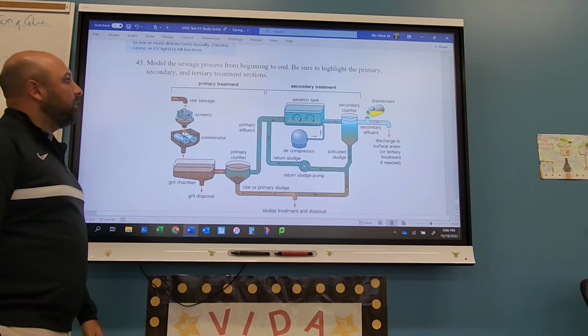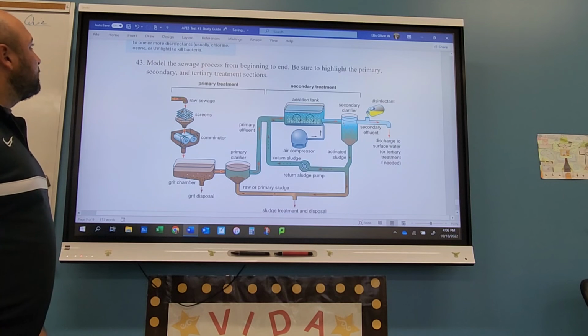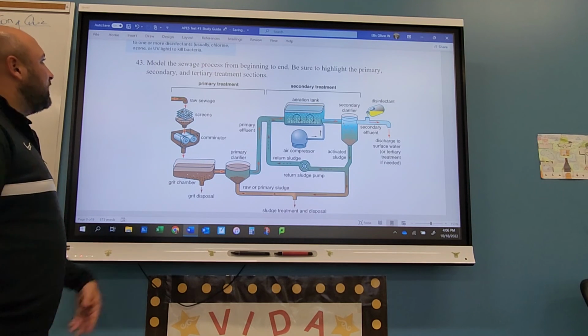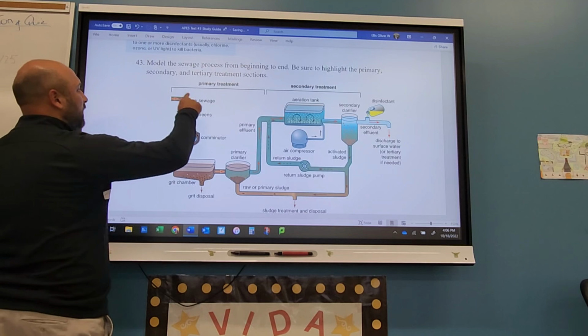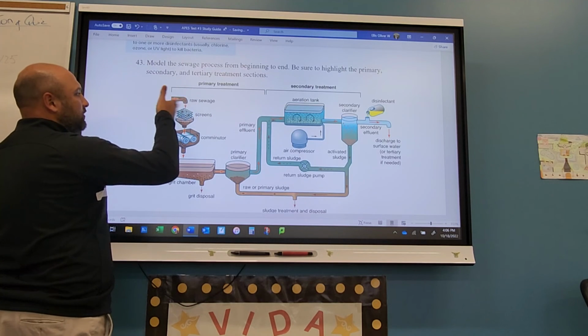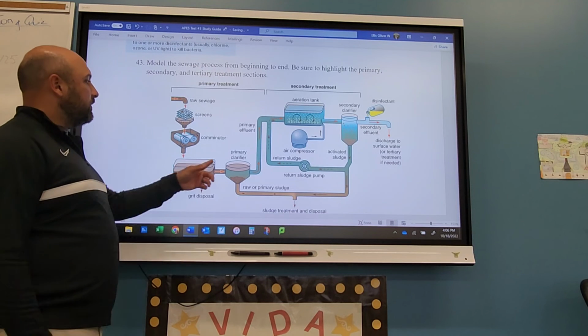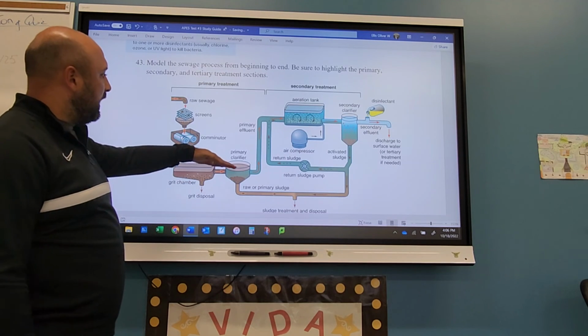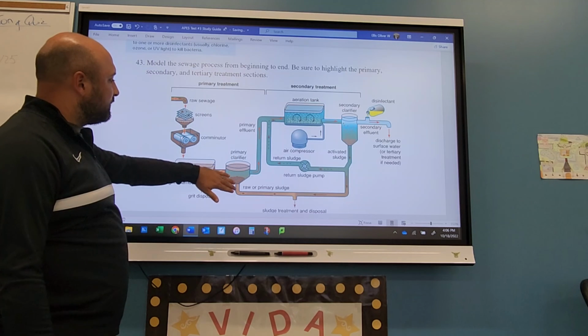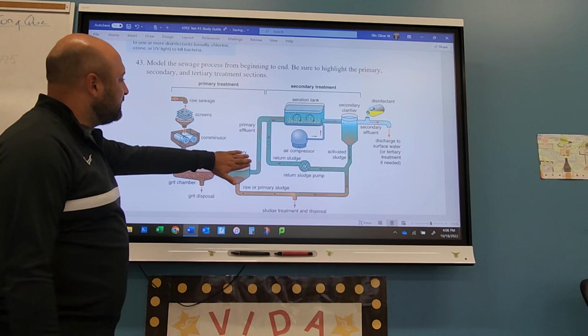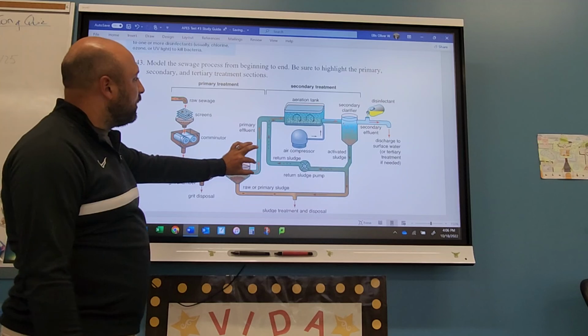Model the sewage process from beginning to end. Be sure to highlight the primary, secondary, and tertiary treatments in each section. Okay, so first off, primary treatment. We first take the raw sewage, we screen out all the trash, get rid of it, and then you send it to the clarifier. So the clarifier, you just let it settle, okay? And all the really heavy stuff gets scraped off the bottom, all the really light stuff gets scraped off the top, and you're left with this poopy water.